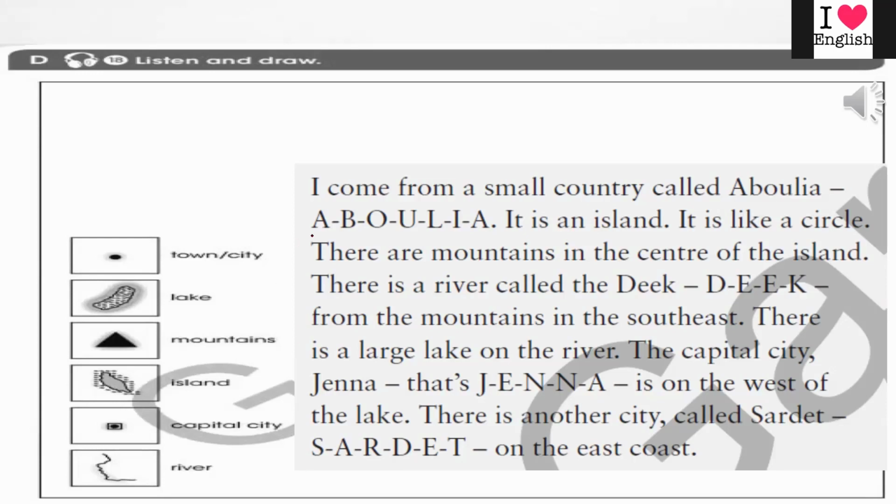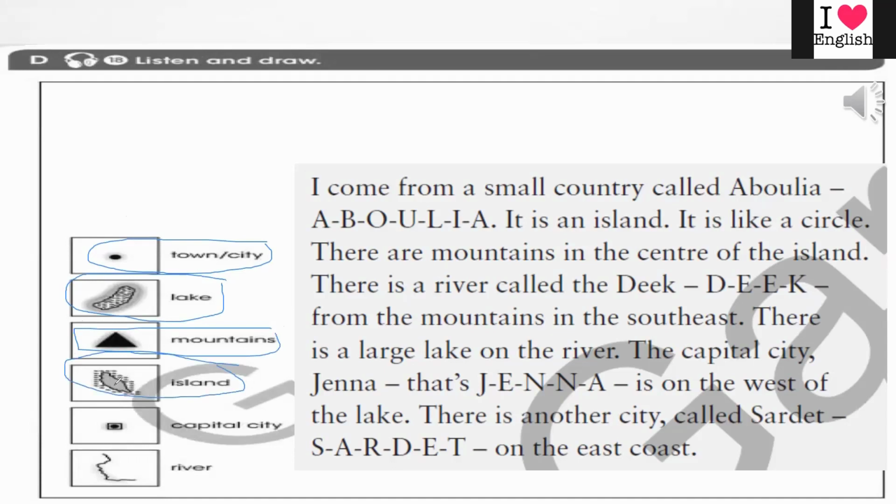Look here. So you are going to listen now. You have to listen and draw. Now you have to listen again. Instead of drawing a town, just make this here. So when he says, for example, it is a city or something, you have to draw this only. If you see a city, you can do like this. The lake, you can do like this. The mountain, you can do like this. And the island, you can do like this.